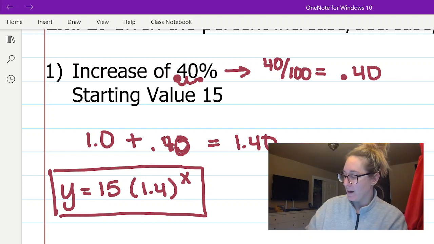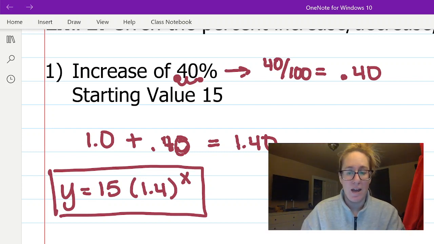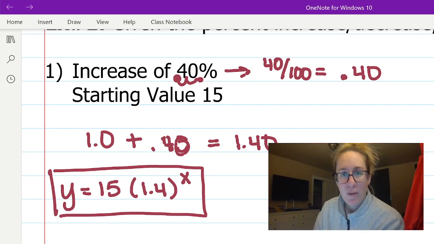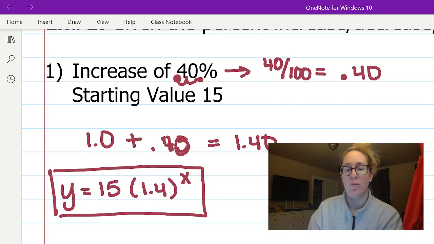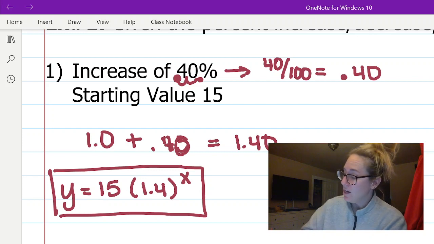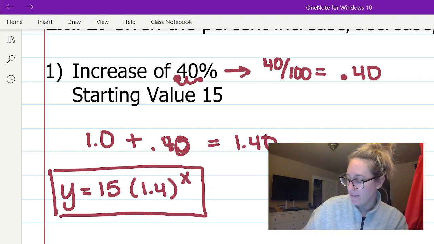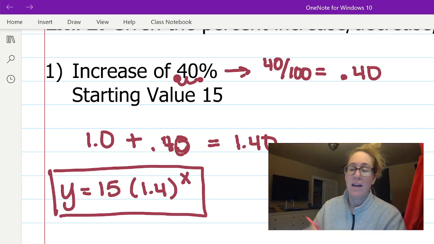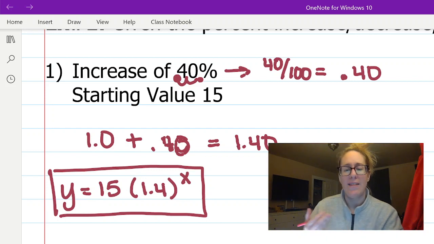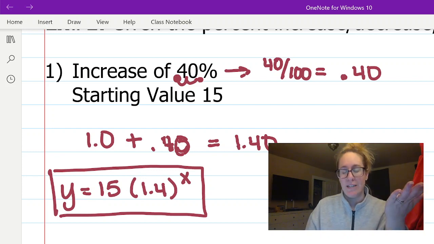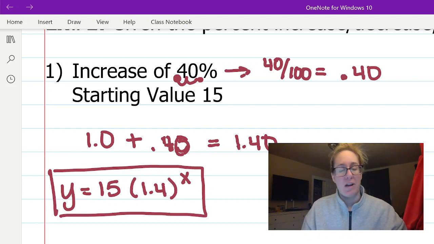Cool. All right, next. We have 9 out front, and we have this 6 in our parentheses raised to the power of x. So we know that our starting value is 9. Again, I know it doesn't ask for that. Then our base number is 6. Remember, we're starting at 1.0. So if it's above 1.0, it's an increase. If it's below 1.0, it would have been a decrease.